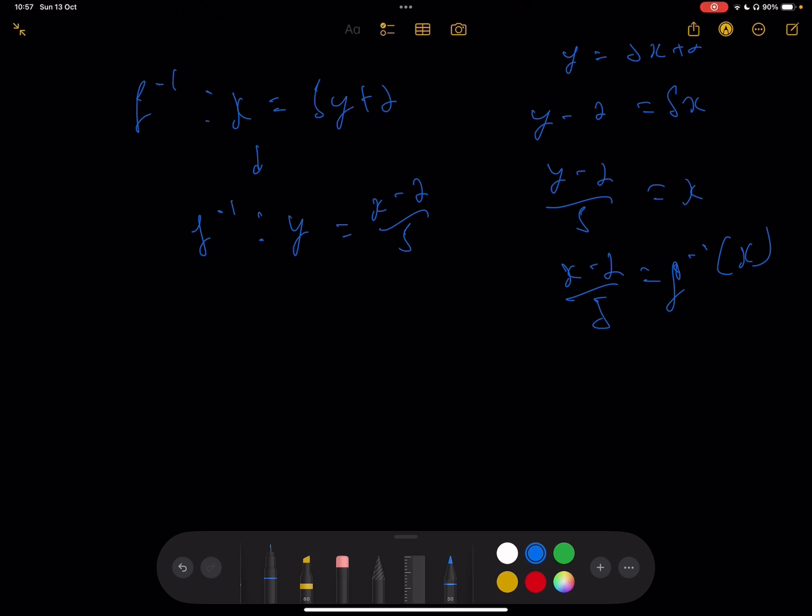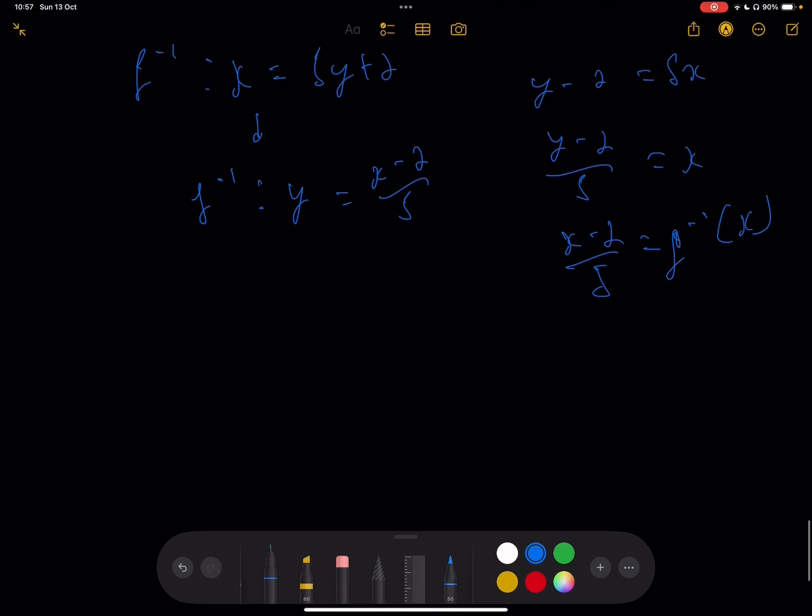So if we're graphing, I'm going to show you how we would graph this and show it in an exam. So let's graph the two functions. So let's first graph f of x. So f of x is 5x plus 2. Wait, that was a bad line. Let me try it again.